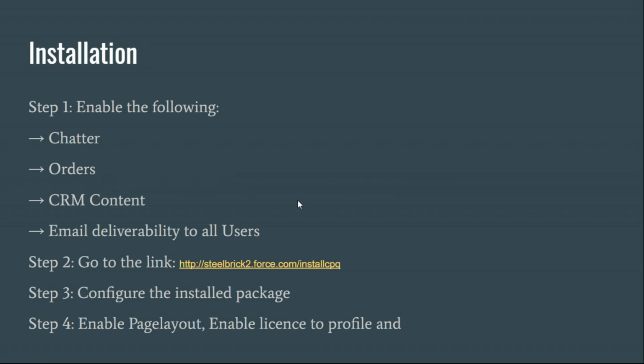Okay, then comes the next thing, installation. Now installation here is very easy. Normally the product is paid and you are supposed to pay like $25 per user per month. But for a while we can also go for our free product. There are two options, either you can go for a Trailhead playground or otherwise you can just go for this one. So the very first thing that you need to do is enable the following things.